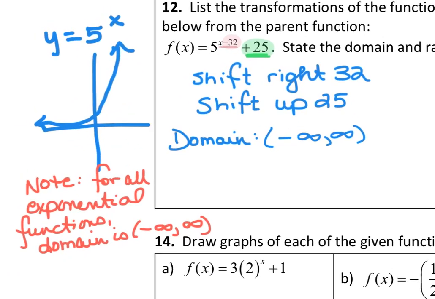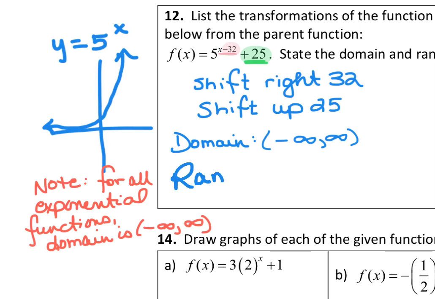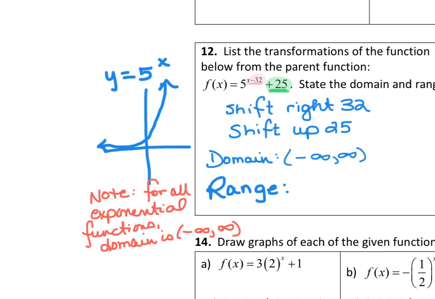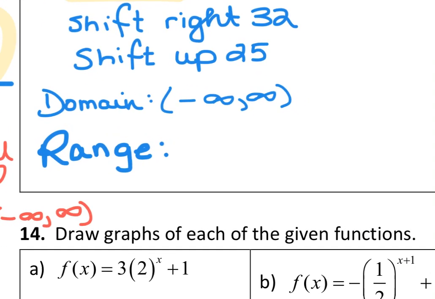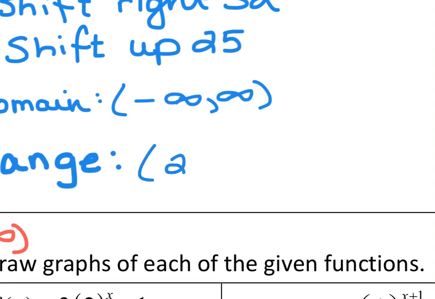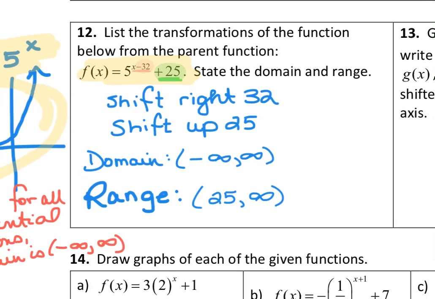But then you're asked about the range. And remember that over here to the left, I drew the graph of y equals 5 to the x. I did not draw the graph of the function that's given with the shifts. Well, if I took this graph that I drew, which has a range of 0 to infinity, if I shifted that up 25, then my range instead is going to be 25 to infinity. So 25, round parentheses, because there's an asymptote at 25, it's not actually going to touch 25, and it goes up to infinity.